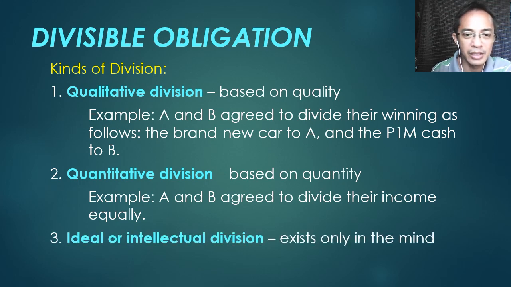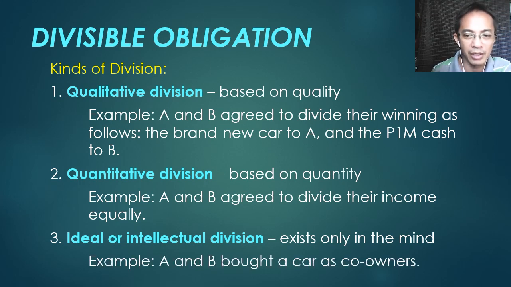So it becomes quantitative division. Number 3 is ideal or intellectual division. The division exists only in the mind. For example, A and B bought a car as co-owners. So even if there is only one car, in the minds of A and B, hati sila doon. Although they cannot physically divide a car. So kinds of division, class, 1, 2, 3.